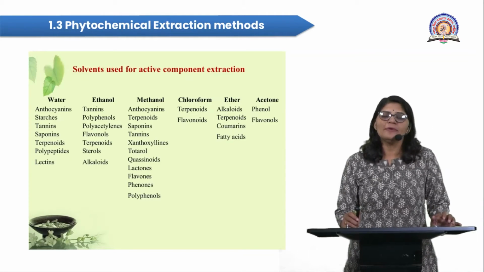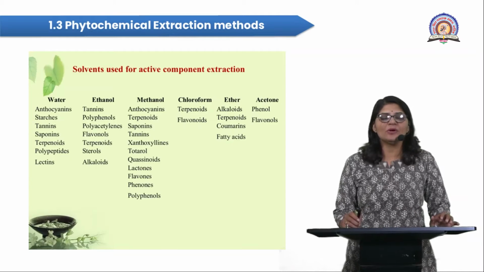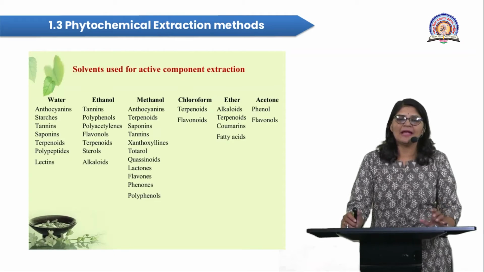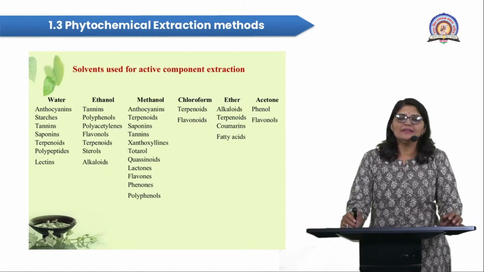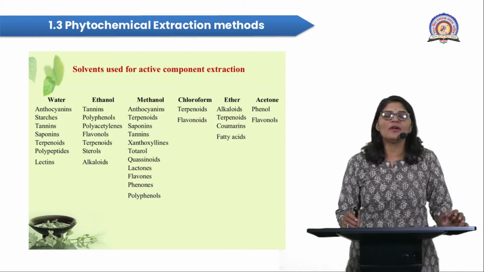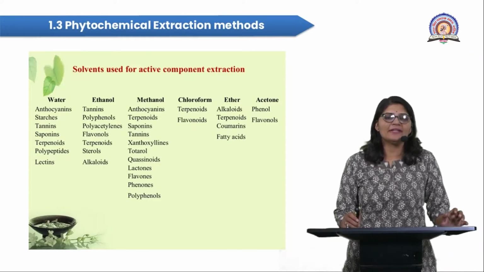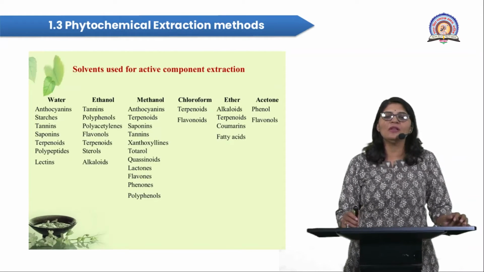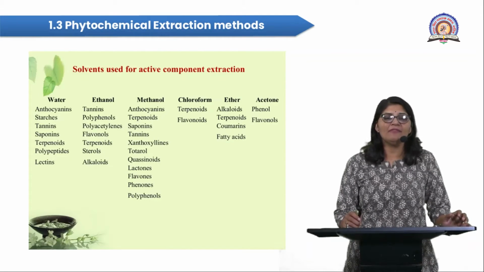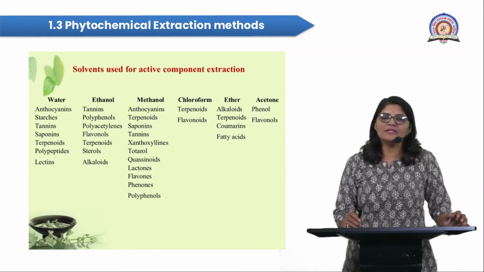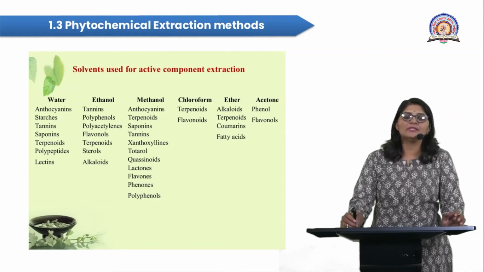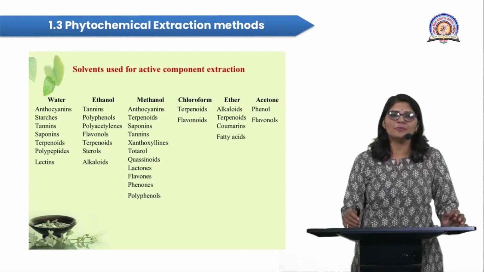Then chloroform is used for the extraction of terpenoids and flavonoids from the plant material. Then ether is used for the extraction of alkaloids, terpenoids, curcumins and fatty acids. And acetone is used for the extraction of phenols or phenolic compounds and flavonoids. So these are the solvent systems, the different solvents we use for active component extraction processes.